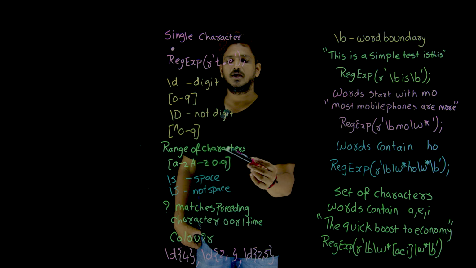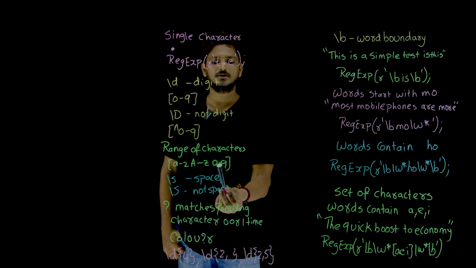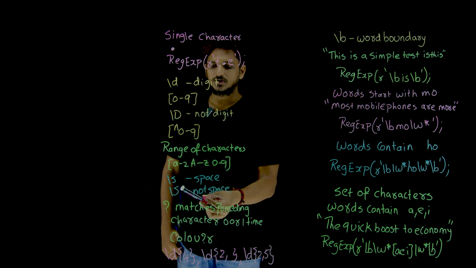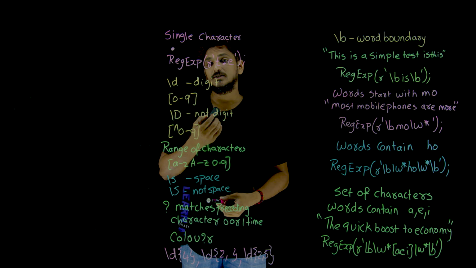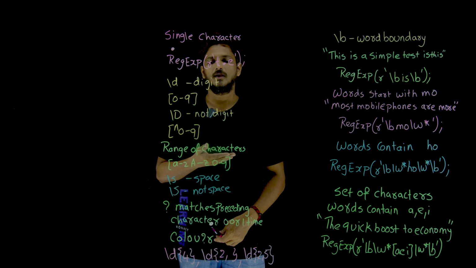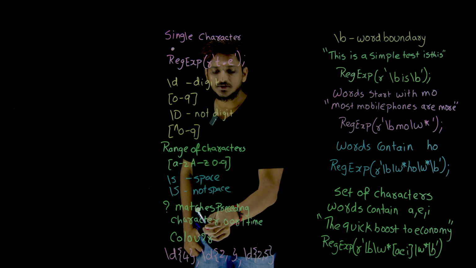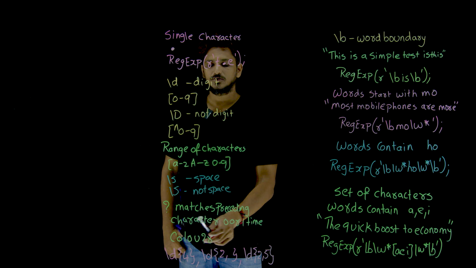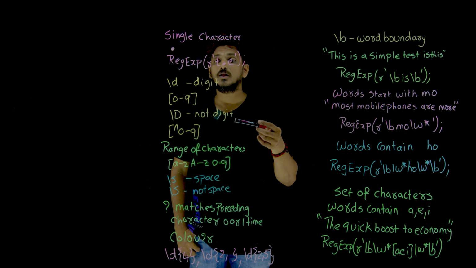Okay, next one is range of characters. You can write some range of characters, A to Z, capital A to Z, 0 to 9, like that. You can mention the range of characters also. And one more, next one is \s, which is used to identify the space. Similarly, not space means \S. And next one is the question mark symbol, which is used to match the preceding character 0 or 1 time.